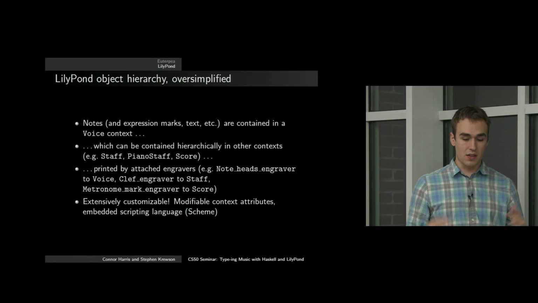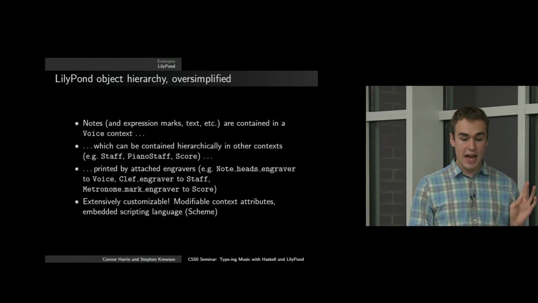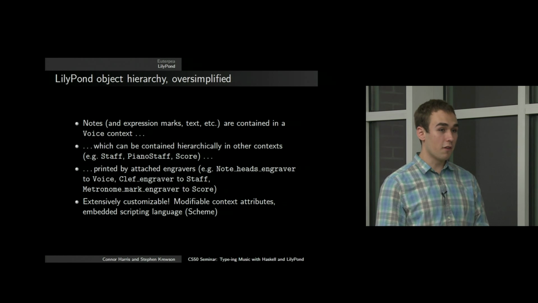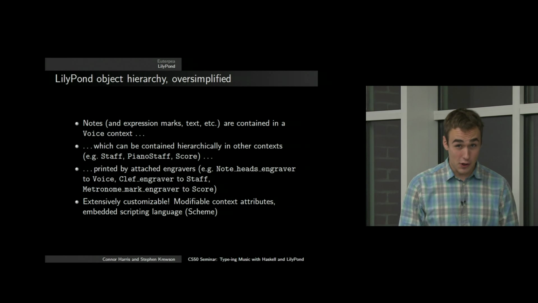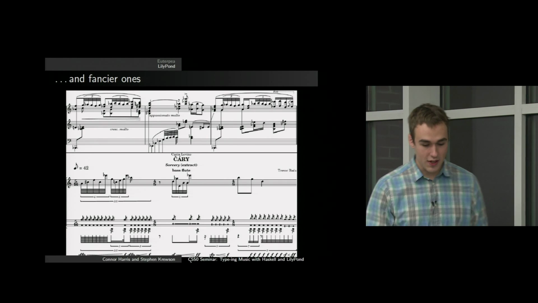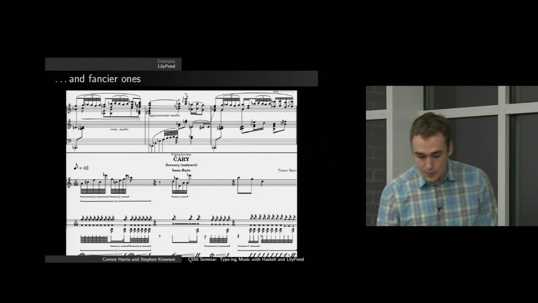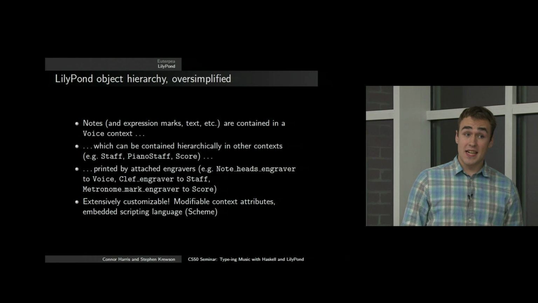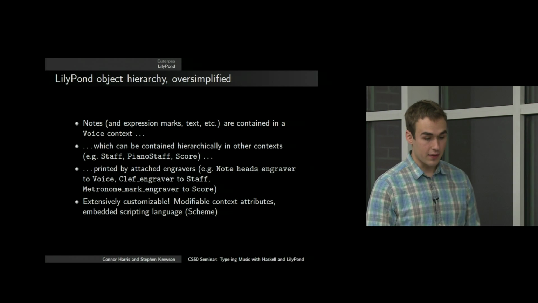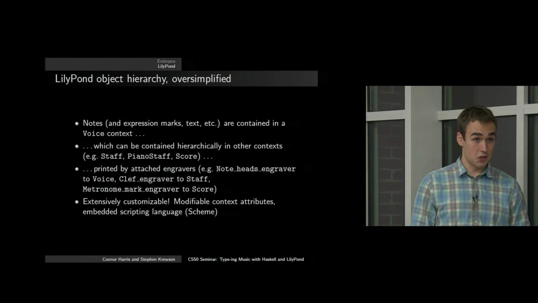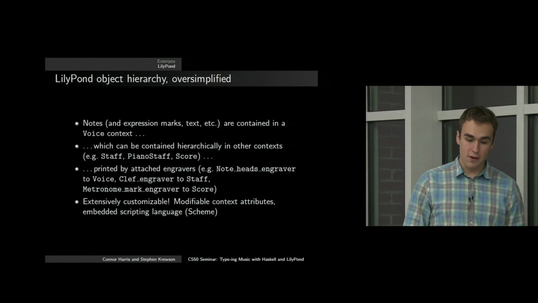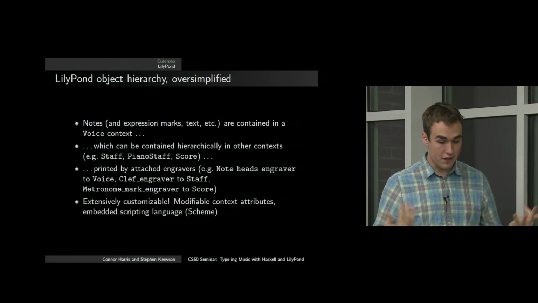Then there's a clef engraver, which writes out clefs on the staff. Then there's a metronome mark engraver that writes out metronome marks on a score. And all of these fit pretty well into the hierarchy. And it's very, very customizable, which you need if you want to get things like that. So all of the contexts have a lot of different attributes that you can modify for everything from spacing to various font selections to just sizes of things.